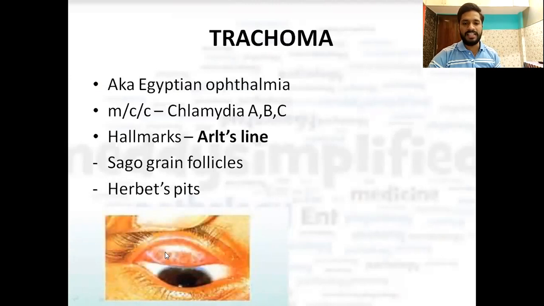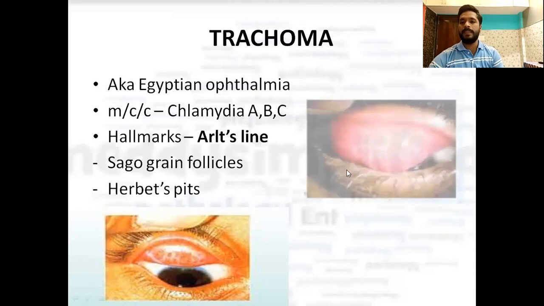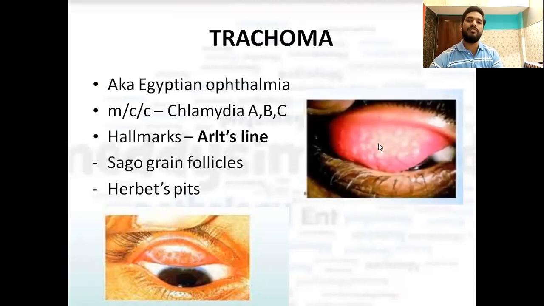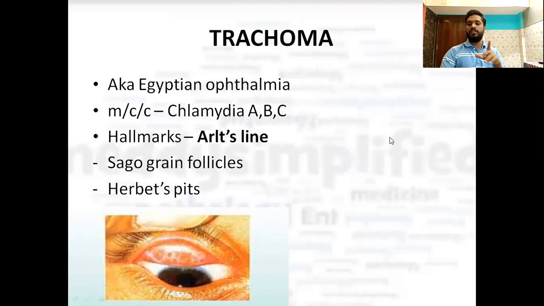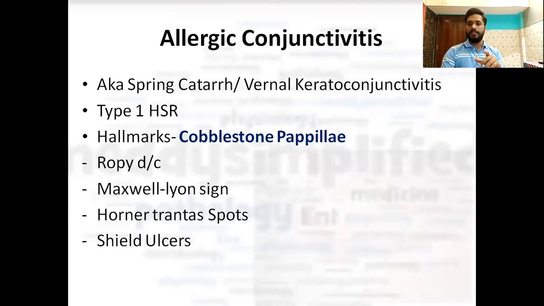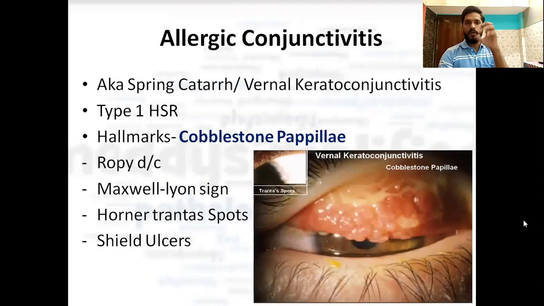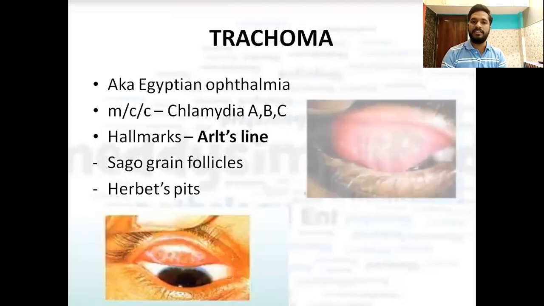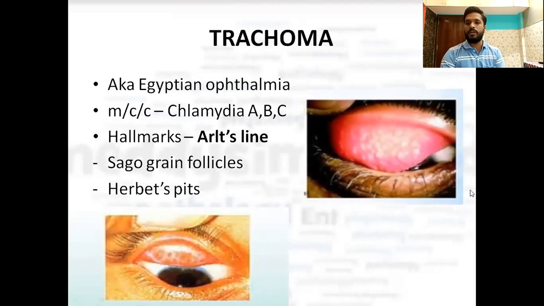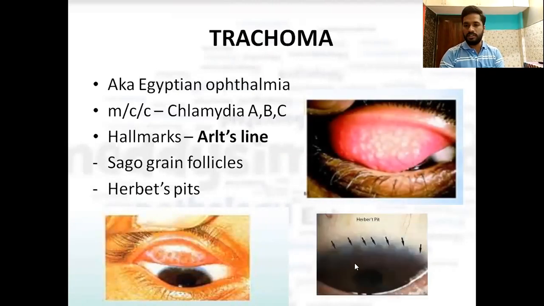You can see this whitish line, okay, right here is the Arlt's line, whereas this is how sago grain follicles look. Sago is nothing but the sabudana which we eat, white color, so it looks typically like that. And if you remember the cobblestone papillae here, it is having outwards growth and it is reddish in color, whereas this trachoma, that is the sago grain follicle, it is a whitish spot, right, inside the margin. And now this is how a Herbert's pit looks, dot kind of thing in the iris region.